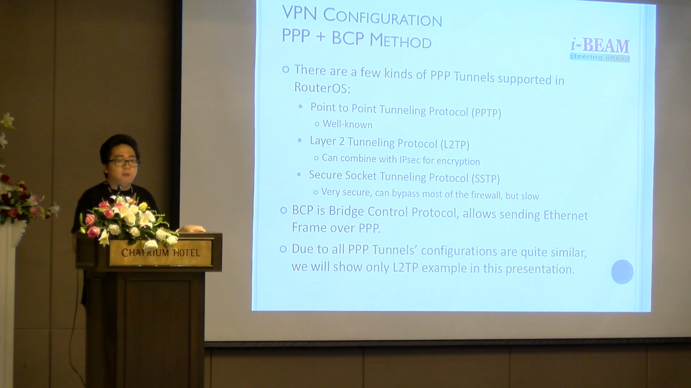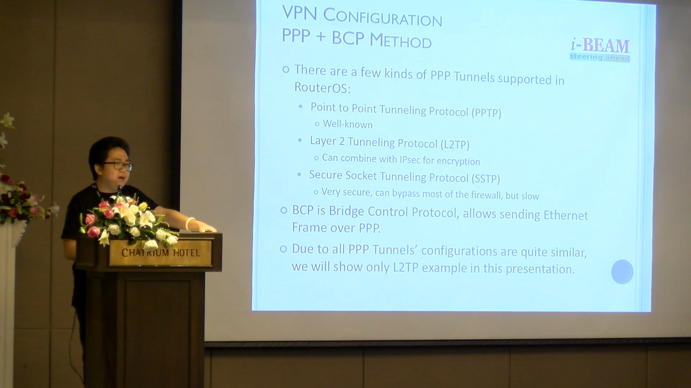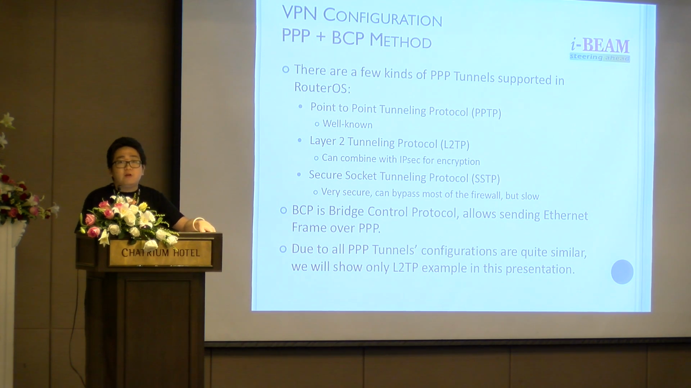BCP is the Bridge Control Protocol. It allows sending Ethernet frames over PPP. In this presentation, we talk about layer 2 VPN. At layer 2, currently I think maybe 99% of networks are using Ethernet. I think very few networks still use Frame Relay or ATM, those kinds of legacy technologies. So when we talk about layer 2 VPN, most of the time we are targeting Ethernet over the VPN. BCP is the protocol that allows sending Ethernet frames over a PPP tunnel.